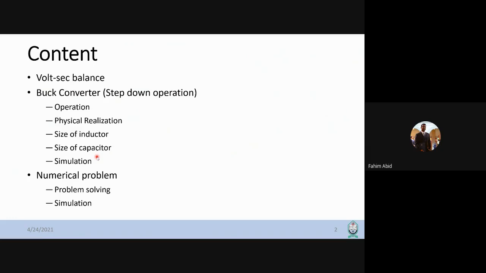So certain design issues in the buck converter. We'll do the problem solving, and after that we will simulate the solution in Simulink to see whether the results are correct or not.